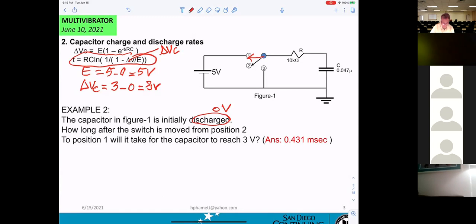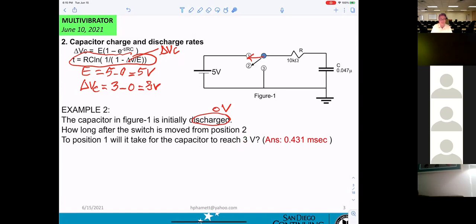That means if you connect this thing forever, what is the voltage on the capacitor? 5 volts. It must be 5 volts that it can reach, the voltage it tries to reach. However, the 3 volts here means it only goes up to 3 volts, not the voltage it tries to reach.